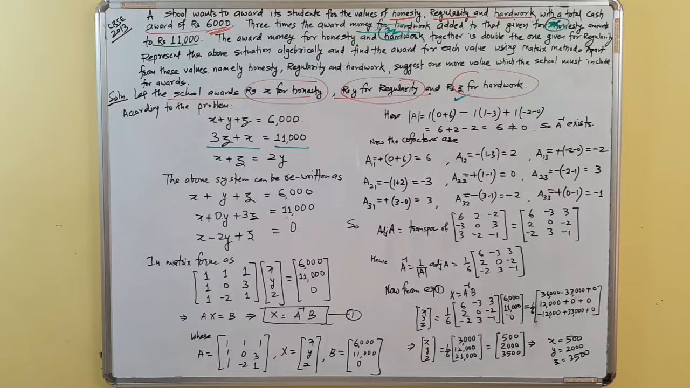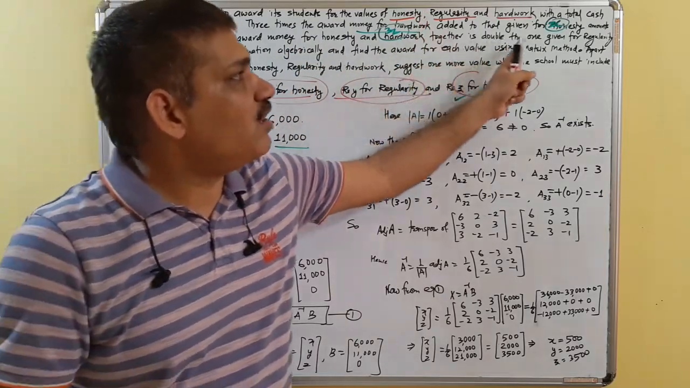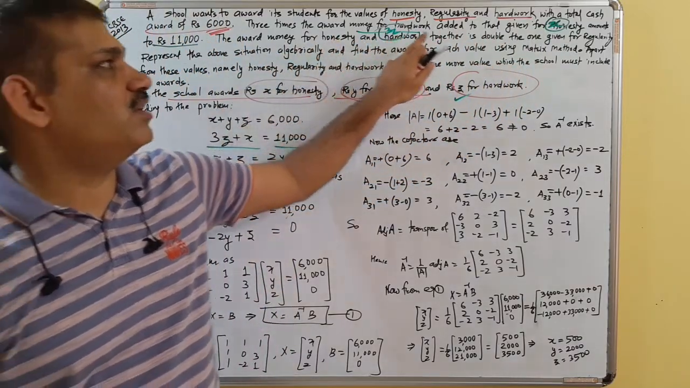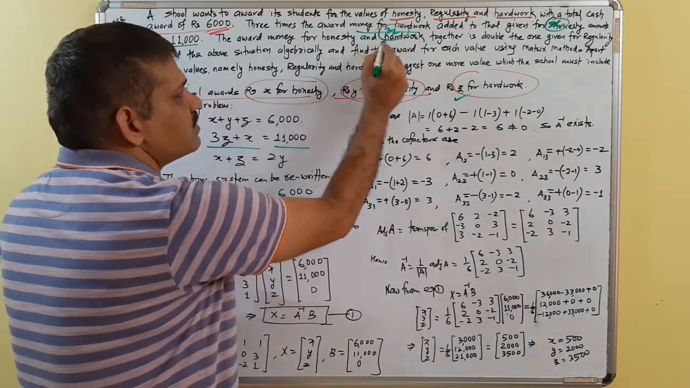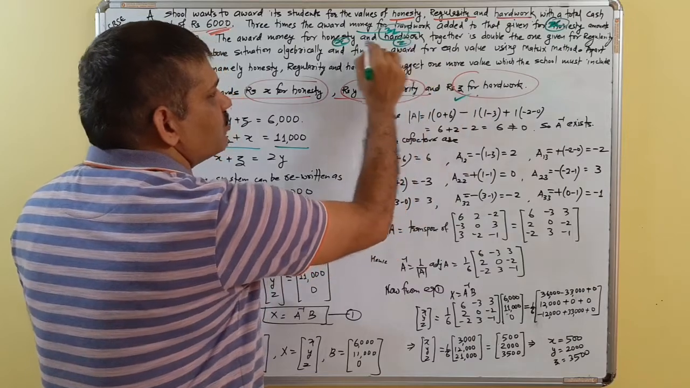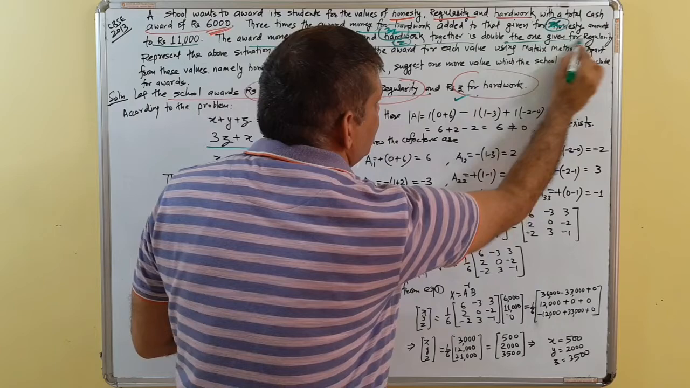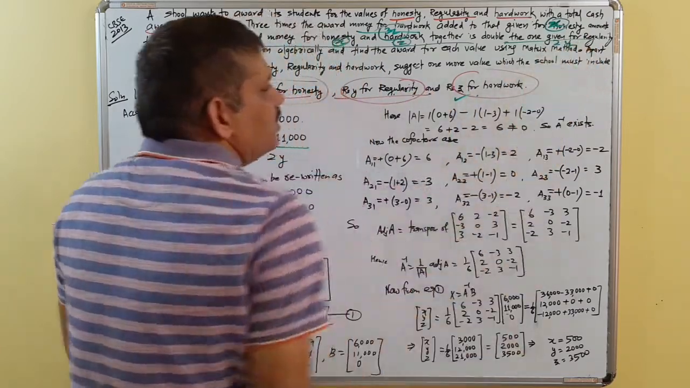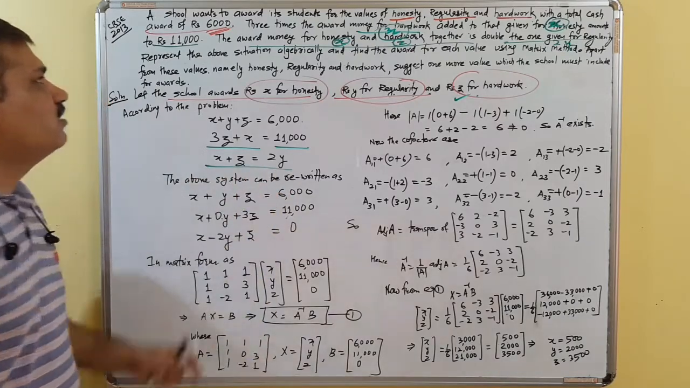And the award money for honesty and hard work together is double that of regularity. Award money for honesty and hard work together. For honesty it is x, and for hard work it is z. So x plus z, the money for honesty and hard work together, is 2 times that of regularity, that is y. So x plus z is equal to 2 times y.